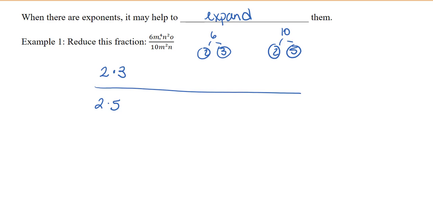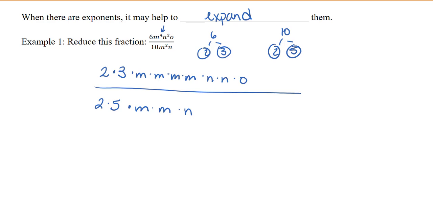Then we have m to the 4th. Really, this exponent is telling us we have 4 copies of m. So let's just go ahead and write the 4 copies of m out. Then we have 2 copies of n and 1 o. Then on the bottom, we have 2 m's, because it's m squared, and just 1 n.